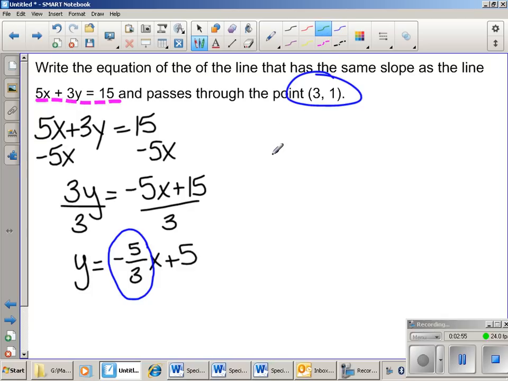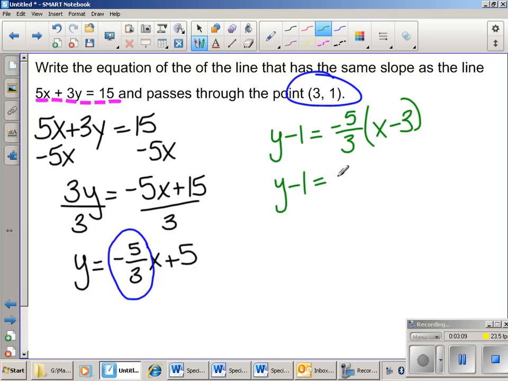So I'm going to have y minus 1 is equal to -5/3 times x minus 3. So I have y minus 1 is equal to -5/3 x plus 5. And if I add 1 to both sides, I have y is equal to -5/3 x plus 6.